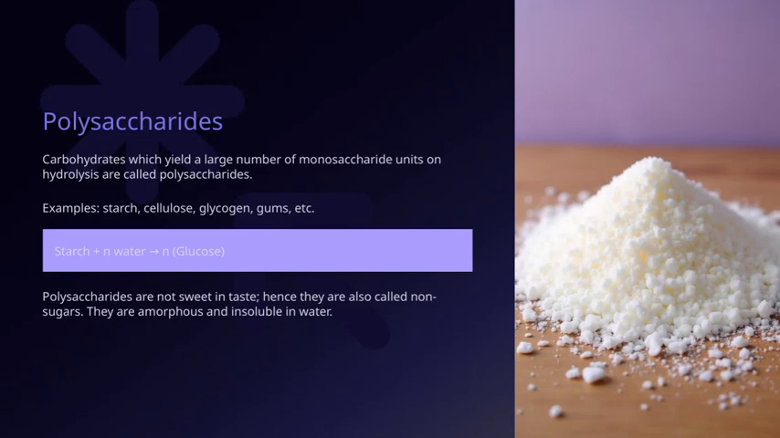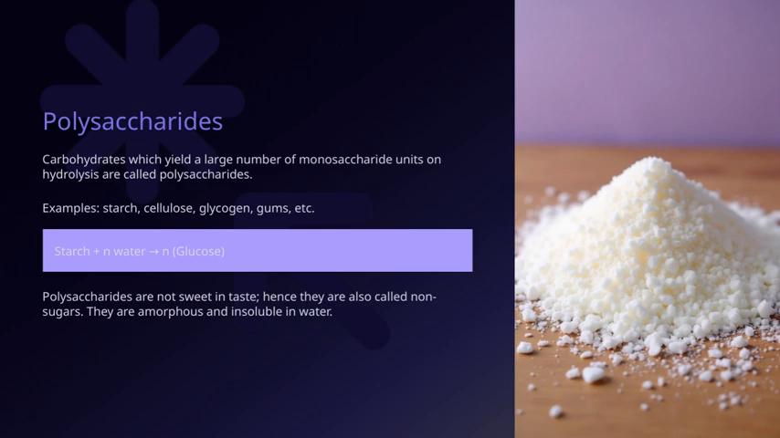Polysaccharides are interesting because they are not sweet in taste, which is why they are also called non-sugars. They tend to be amorphous, meaning they don't have a defined shape, and they are insoluble in water, making them quite different from simple sugars. When we look at a process like starch interacting with water, it breaks down into glucose units, with the general formula being n times glucose.